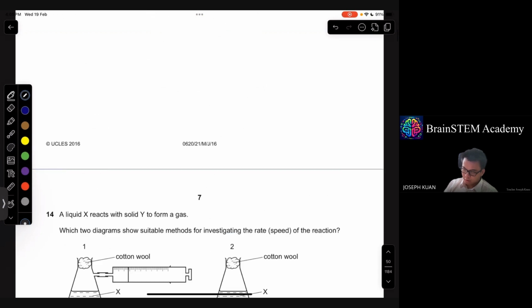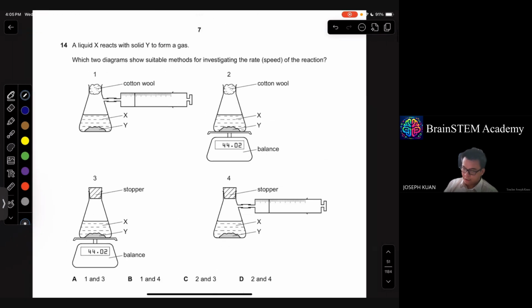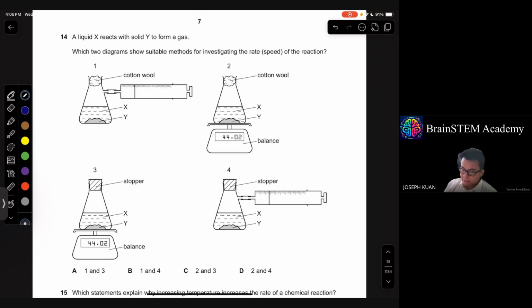Okay, moving on. 14. A liquid X reacts with solid Y to form a gas. Which two diagrams show suitable methods for investigating the rate of the reaction?